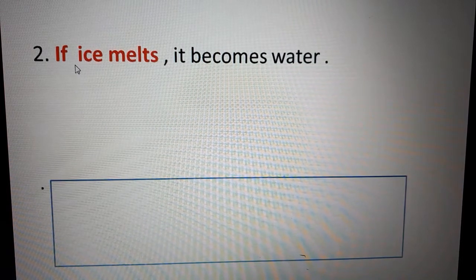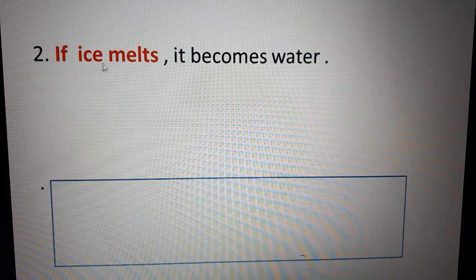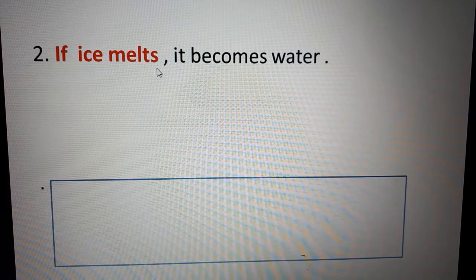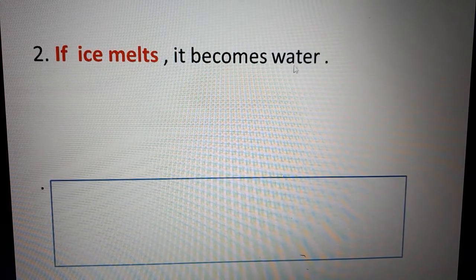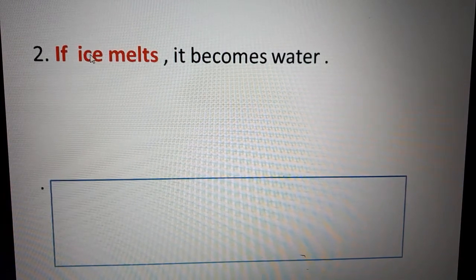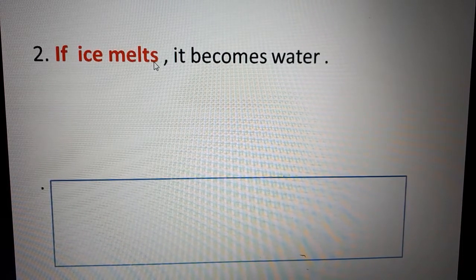Now, first, this is the if sentence or if clause. If ice melts, this is the if clause. And this part we call main clause or result. It becomes water. Second, look at the verb in the first sentence or first part. If ice melts. Now this verb is in the present, that's right.